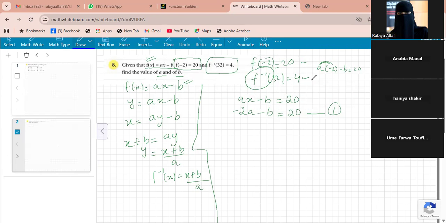Now the same goes for the second equation, which is f inverse of 32. Now we need to put 32 in place of x, but in the inverse function. This is the inverse function. In place of x, I will write 32 plus b upon a equals 4. And then I can shift this a towards the right side as well. So this will be 32 plus b equals 4a. This is our second equation. We are done with two equations.